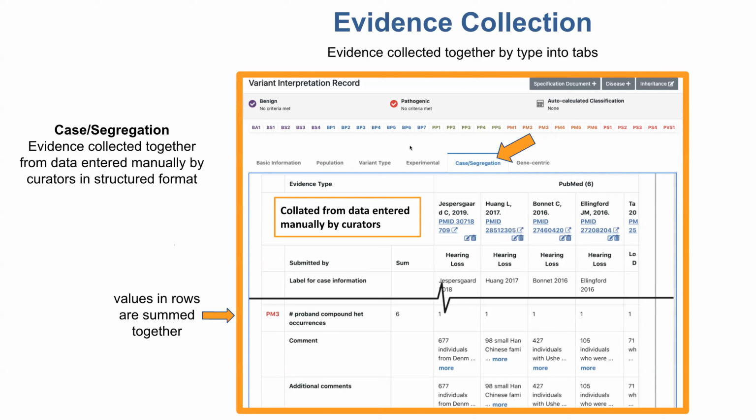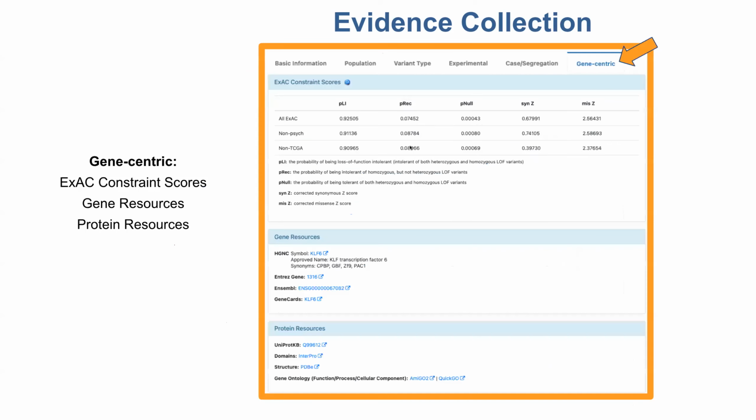In this case, there are 6 individual papers that have been entered, each one with a single proband het occurrence, but these have been summed together to show there are 6 such occurrences that have been found in the papers overall. And then the final tab is the gene-centric tab, and it contains the general reference information about the gene associated with the variant. It includes constraint scores from ExAC, which will be soon updated with gnomAD. Additionally, it contains links out to resources to find more information about the gene or its encoded protein.